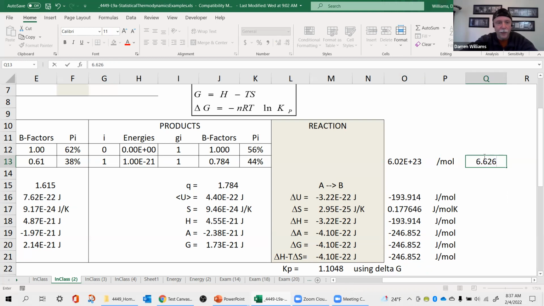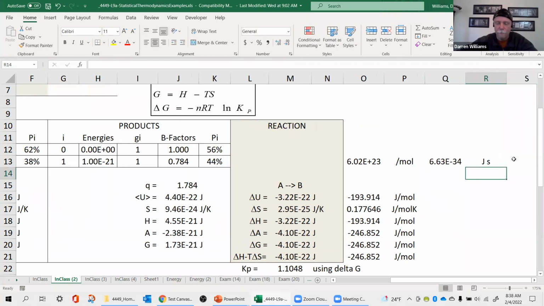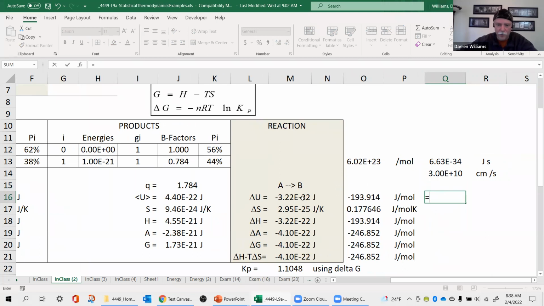times 10 to the, which would be E minus 34. Okay, so there's Planck's constant, and that's joules times seconds. And then here's the speed of light, 3e to the 10th centimeters per second. So we're going to take this value here in joules and divide by Planck's constant.